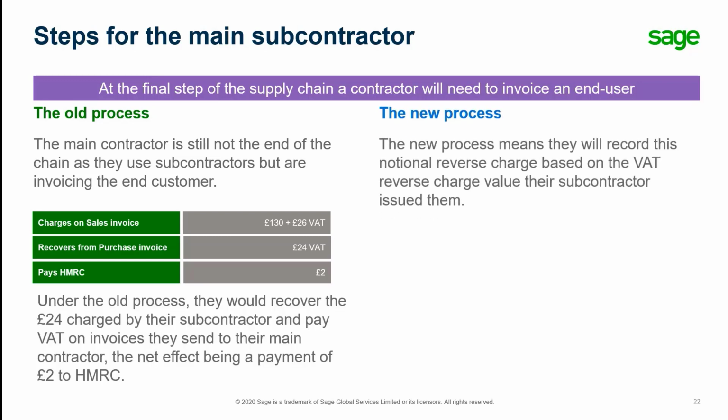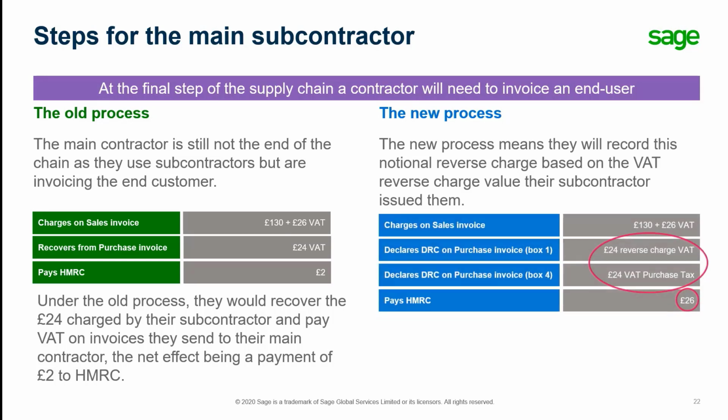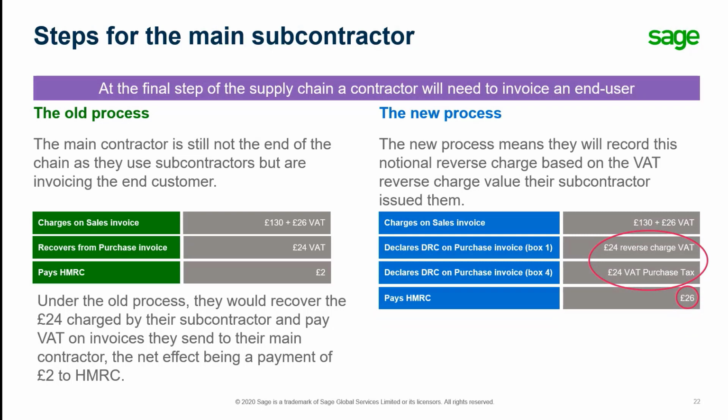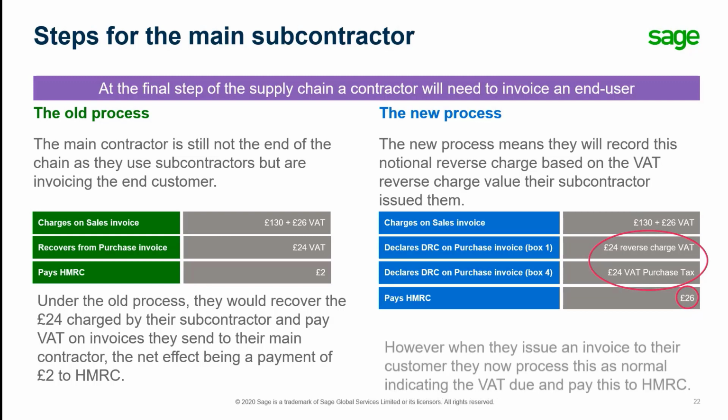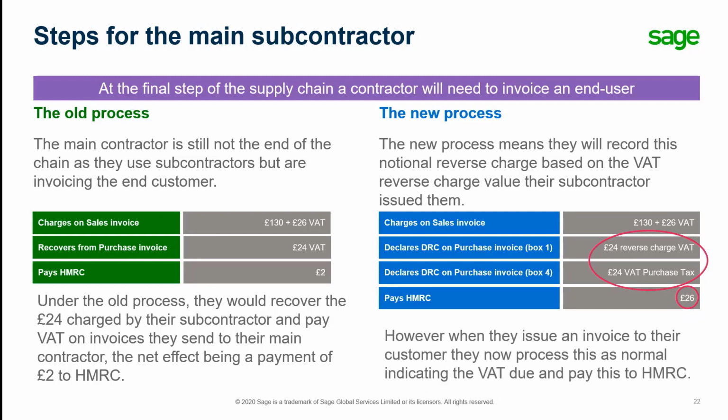Under the new process, they will record the notional reverse charge based on the VAT that their subcontractor has issued to them. As you can see again, that's going to affect boxes 1 and 4 of the VAT return. The difference, however, is that because they are dealing with an end user, normal VAT rules apply, and in this case they are actually charging the customer as normal, so £130 plus £26 VAT. This means because they are the final link in the chain for domestic reverse charge, they are then paying the entire liability to HMRC.